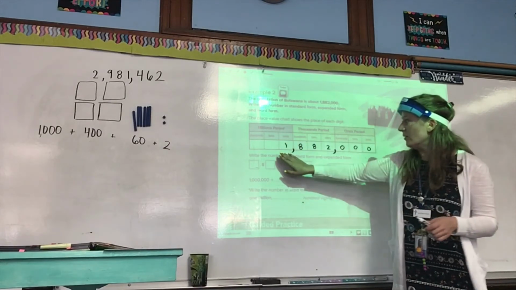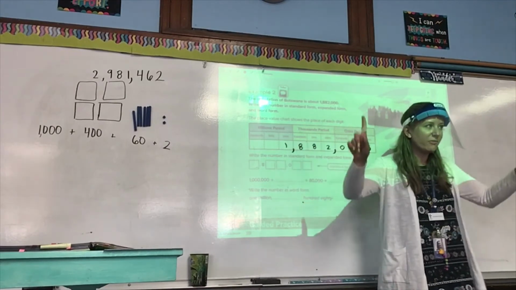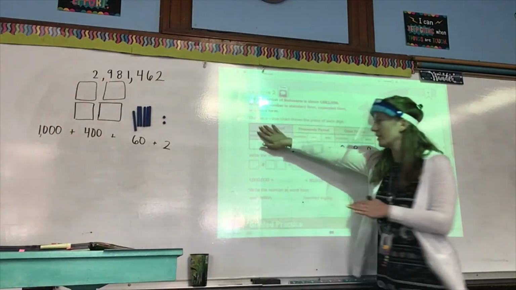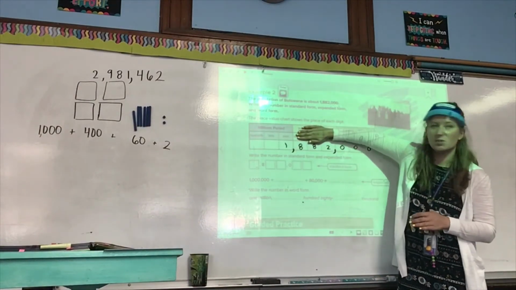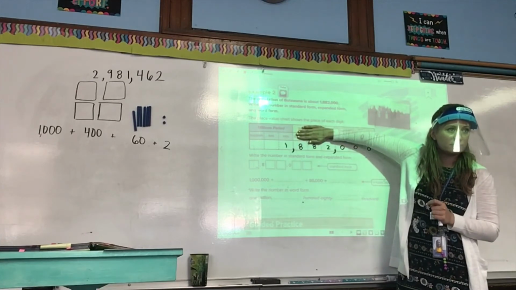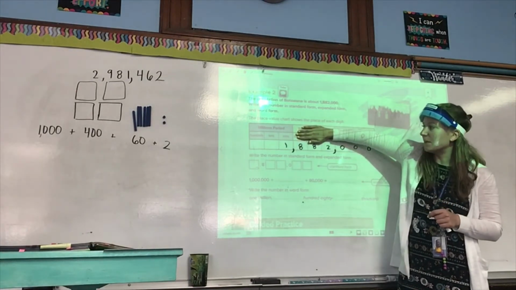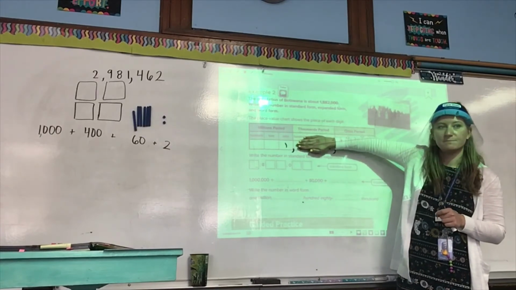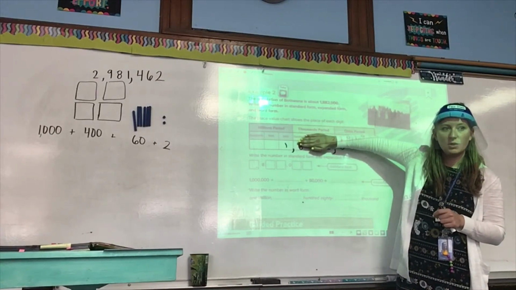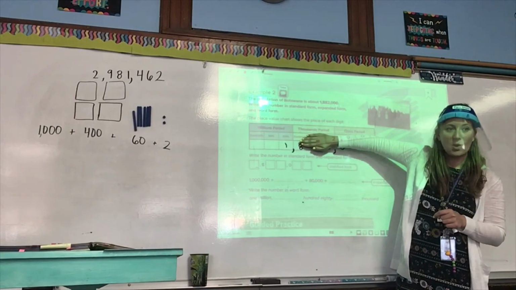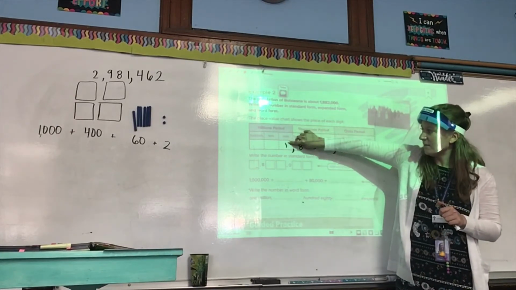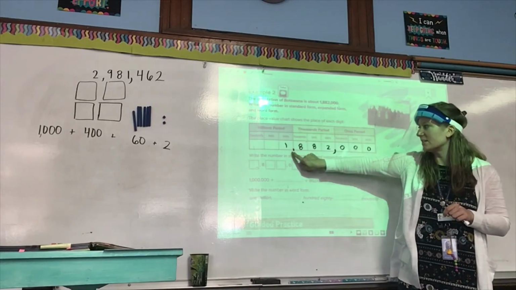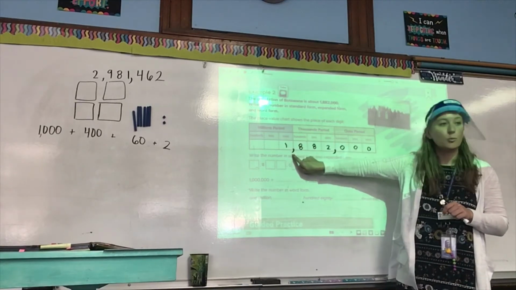Okay, so now I need to read this word. First, let's read the word. Remember, we start on the left and we cover up all the other periods. So I only have the millions period showing. What is the number in the millions period? Just tell me, what is this number that I'm showing? Cullen? 1 million. Nope, just tell me the number. 1. So 1, then I say the name of the period, which is the millions period. So 1 million.